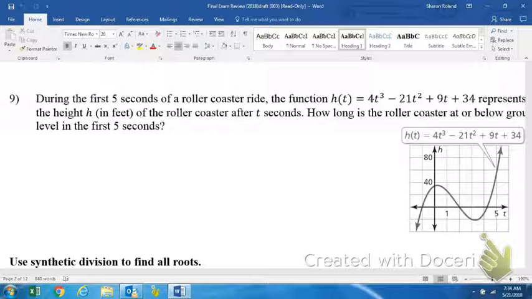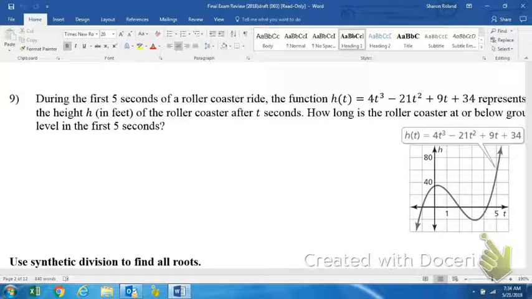Number 9, it says during the first 5 seconds of a roller coaster ride, the function h of t equals 4t to the third power minus 21t squared plus 9t plus 34 represents the height, h, in feet of the roller coaster after t seconds. How long is the roller coaster at or below ground level in the first 5 seconds?